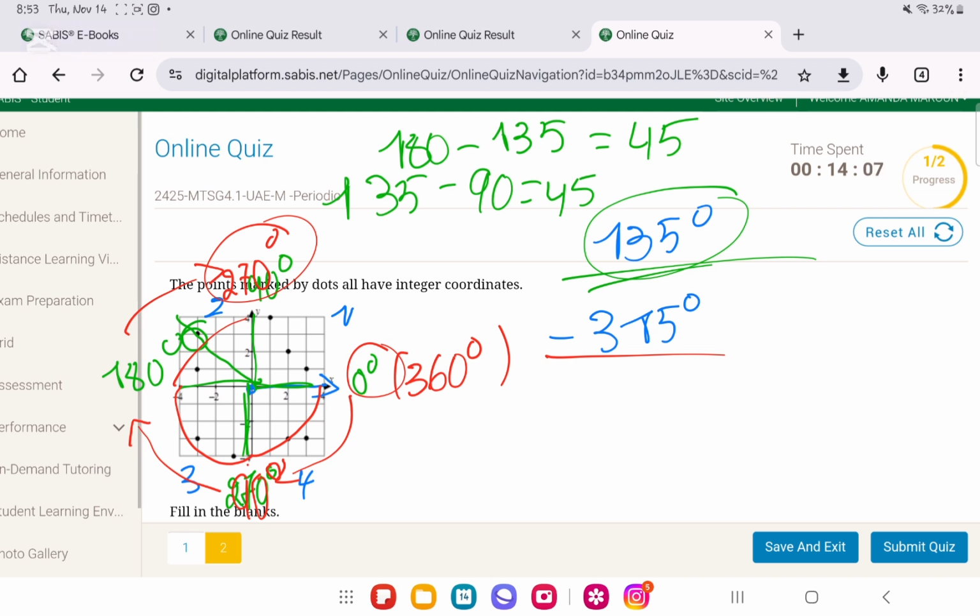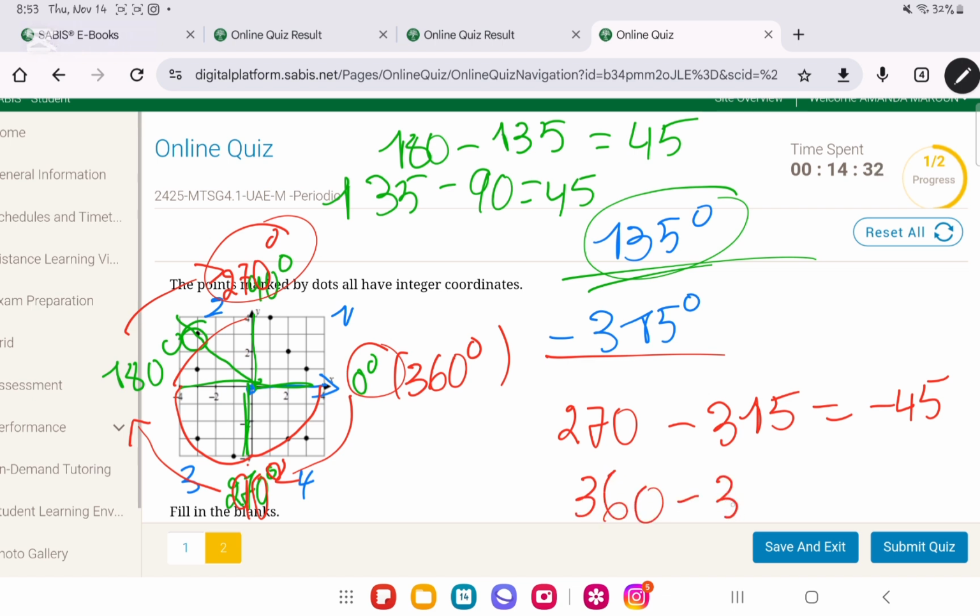Where to put it exactly? Let us do it together. We're going to do 270 minus 315, okay? You're going to get minus 45, all right? Then, if you do 360 minus 315, you're also going to get 45. So that means, because they are the same distance of angles between them, it's going to be exactly in the middle, so it's going to be over here.